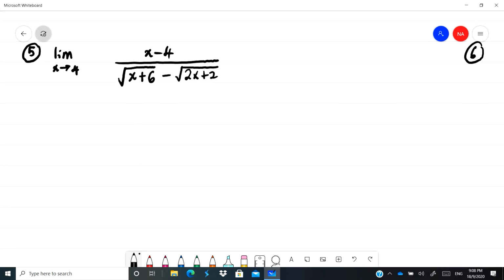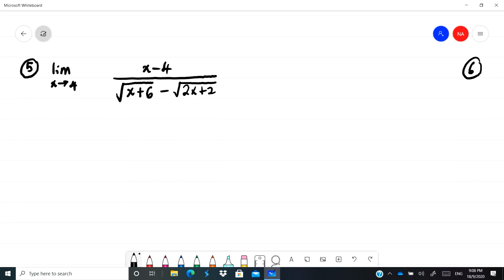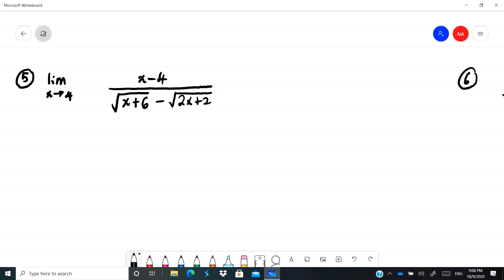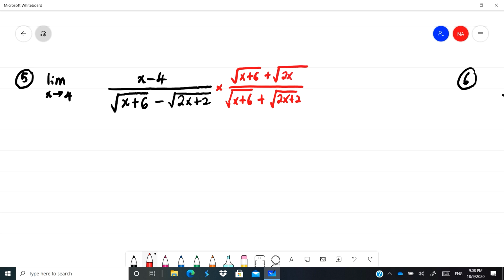Alright, if you have this type of function, firstly try to substitute the value of x with 4, and then we'll get a 0 over 0 case. But now we are going to multiply with the conjugate. The conjugate in this case is square root x plus 6, with a plus in the middle, square root 2x plus 2, over the whole thing, so we have to copy them out.